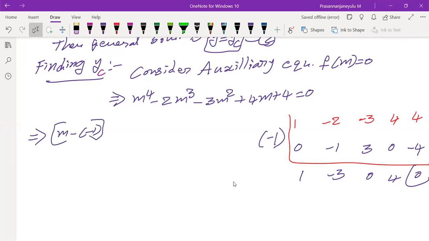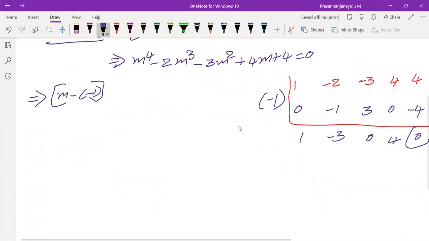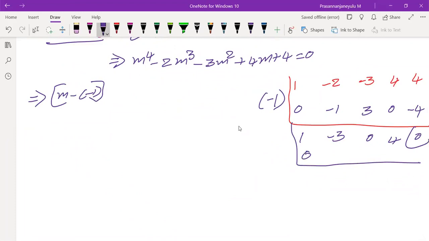What is the remaining cubic polynomial expression? The m cube coefficient is 1, m square coefficient is minus 3, m coefficient is 0, and constant term is 4. But even for this cubic polynomial, finding the roots is difficult. So for that also we use the same synthetic division, starting with 0. 1 plus 0 is 1. Now what do we have to start with? Again with 1, or the next value, or again minus 1?